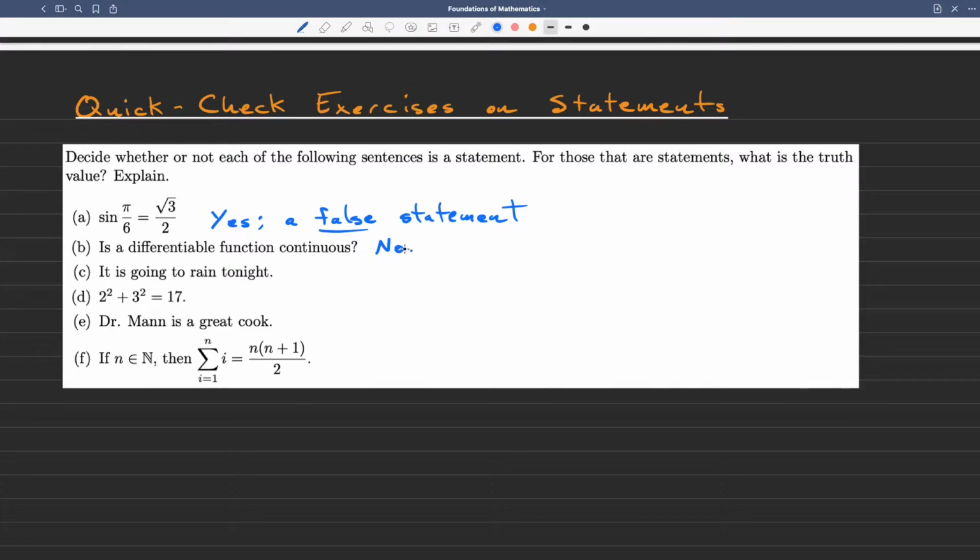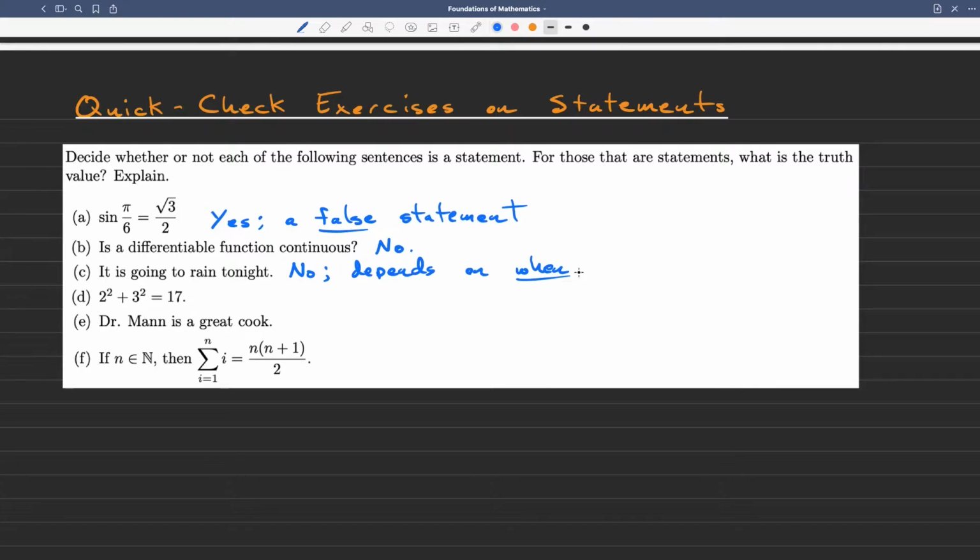Part C, it is going to rain tonight. In the mathematical statement sense, this is not a statement because its truth value isn't always true or always false. It depends, again, on when someone says it. So if someone says it on a day when it's going to rain, then it could be true. Otherwise, if you say it in the middle of summer in Seattle, it probably is going to be false. So this is just not a statement. It depends on when the statement is made.